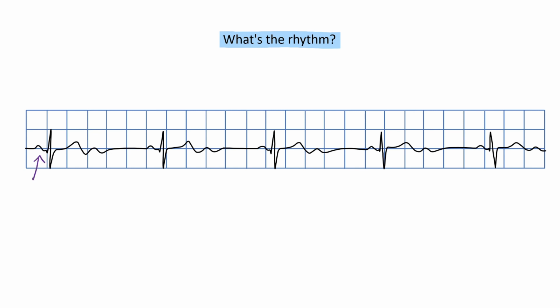So as you can see here, there's a P wave here, a P wave here, and a P wave here. Now I was hoping that you'd also assume that this is a P wave and this is a P wave. If this is true, then we have a 2-to-1 block, which just means that for every 2 P waves, one of them conducts.